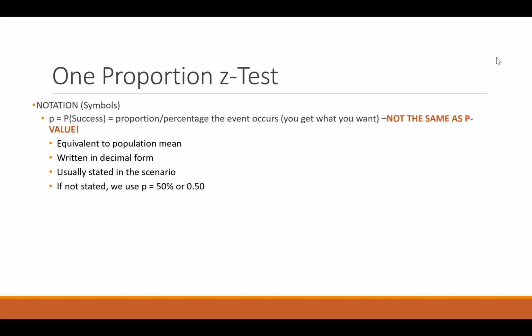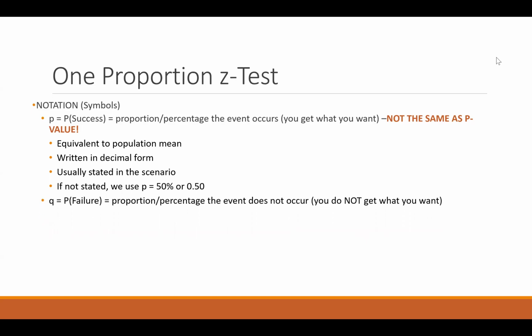Okay, if it's not stated in the scenario, excuse me, I misspoke. If it's not stated, then we use 50%. And you may say, well, why do I use 50%? Remember, we have 2 categories. So there's a 1 in 2 chance that you're going to fall into a particular category or be successful. So 1 out of 2 is 50%. So if it's not stated, the default is 50%.